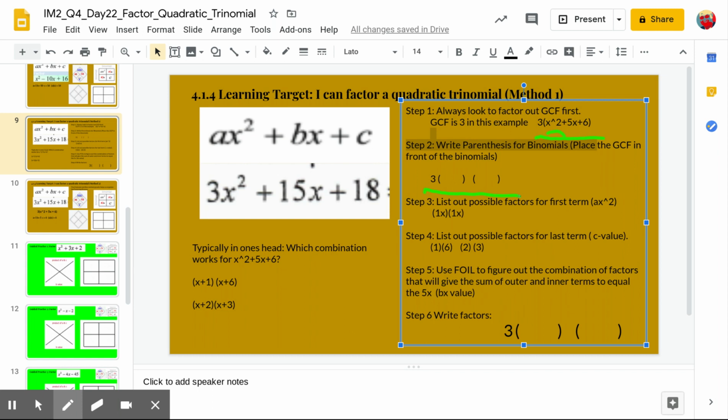All right. So now we have to think to ourselves, what combination is going to give us x squared plus 5x plus 6? Is it going to be x plus 1 times x plus 6, or is it x plus 2 times x plus 3? Well, if you did x plus 1 times x plus 6, you'll end up getting 7x for your bx value. We want 5x. If you do x plus 2 times x plus 3, we're going to get that 5x. So that's going to be the combination that we use. So it's 3 times x plus 2 times x plus 3.